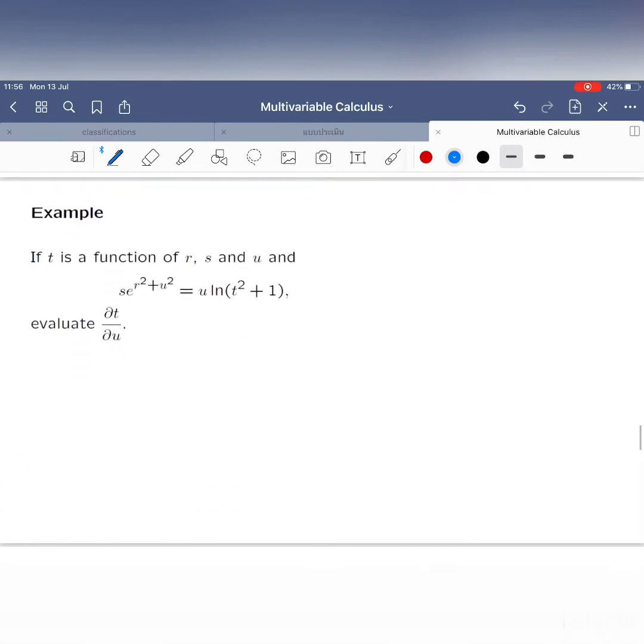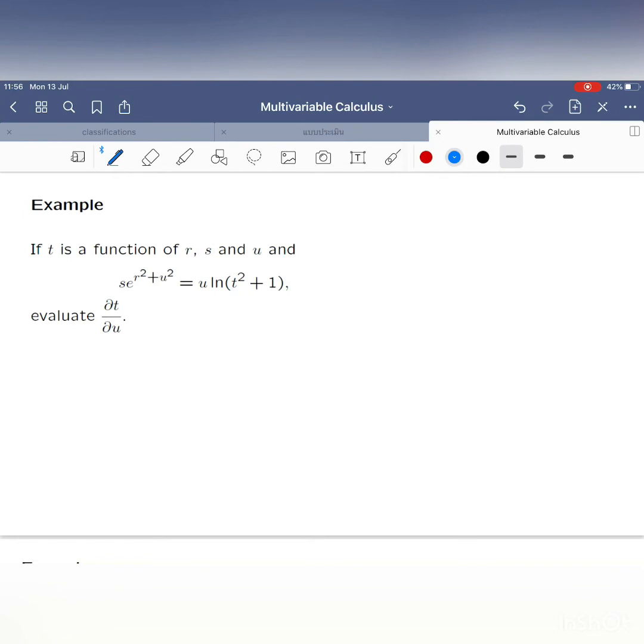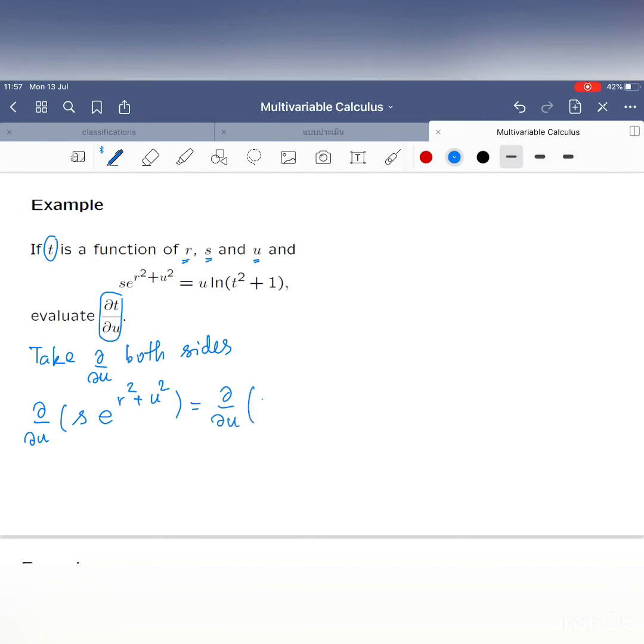Okay. So let's look at this function further. Right now your t is hidden. This one has your s, your r, and your u hidden inside the t. So if you want to find dt by du, then what is it that you do? You take d by du of both sides. So you have d by du of s e to the r square u square, and d by du of u log of t square plus 1.